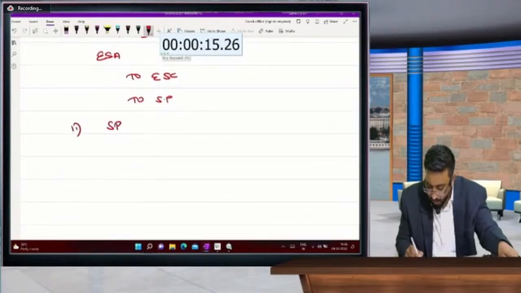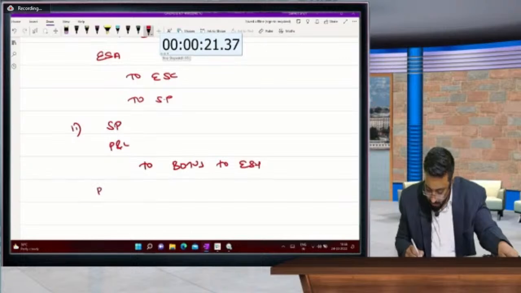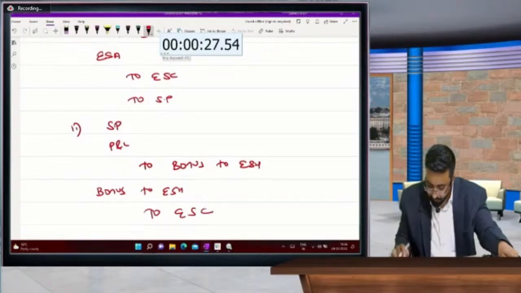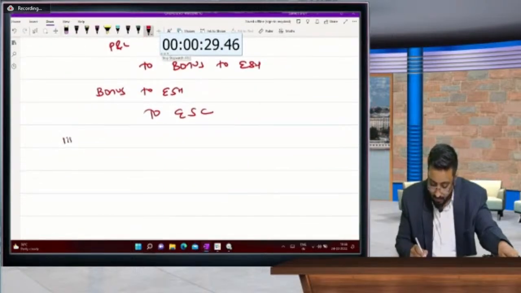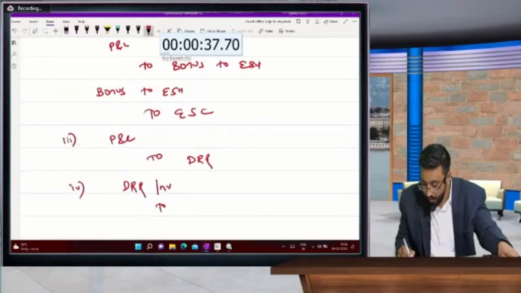Securities premium account debit, P&L account debit to bonus to equity shareholders. Then bonus to equity shareholders account debit to equity share capital. Number 3, P&L account debit to DRR. Number 4, DRR investment account debit to bank.